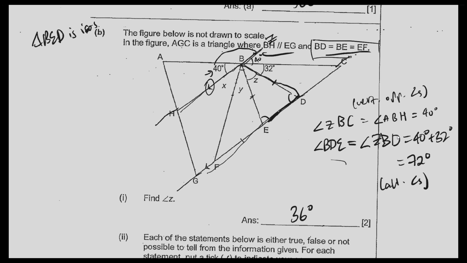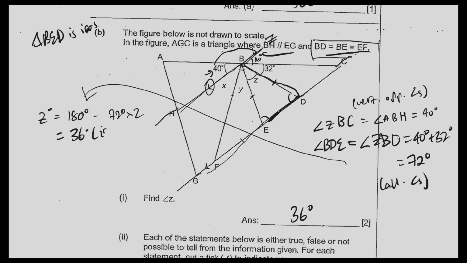And from then on we can find out angle Z, which is just 180 degrees minus 72 times 2, which is actually 36 degrees. Our isosceles triangle.